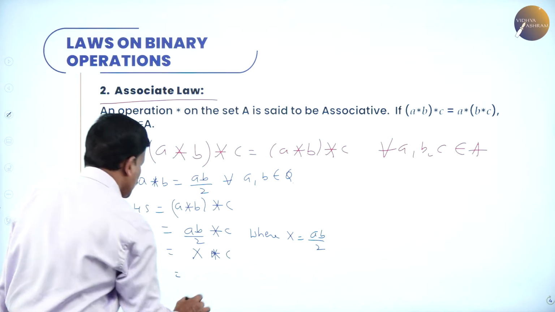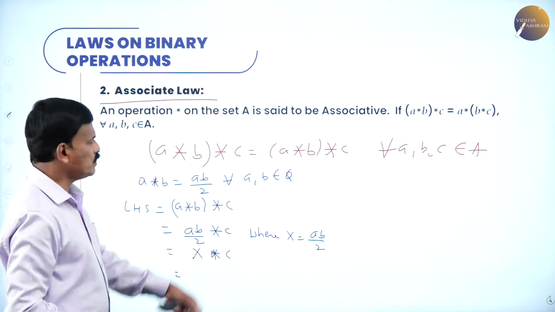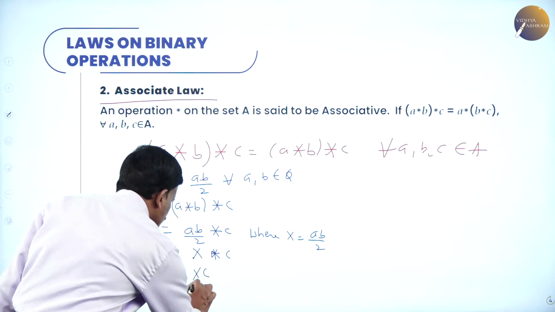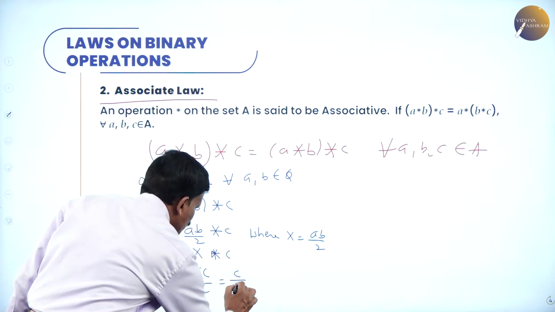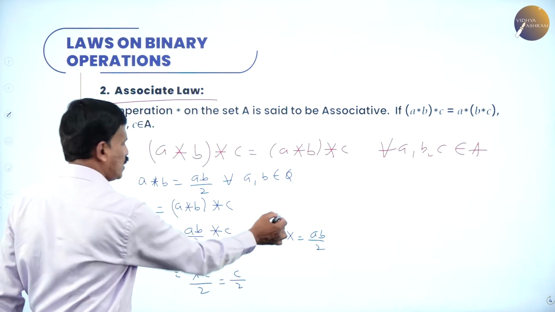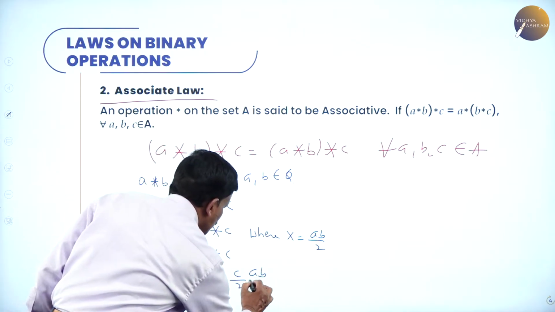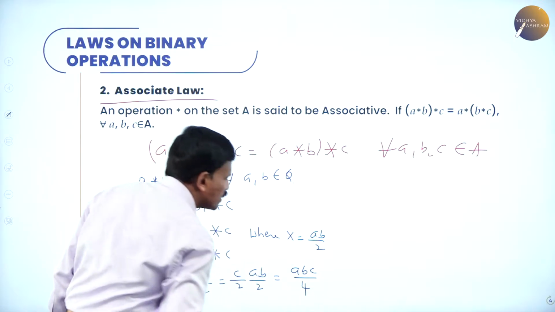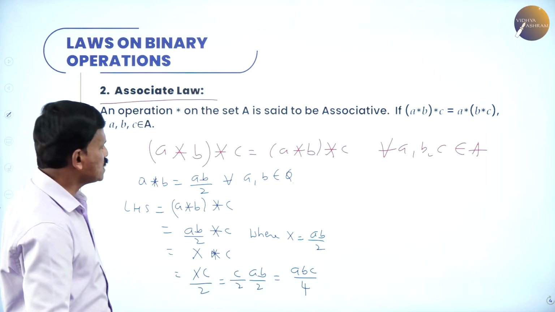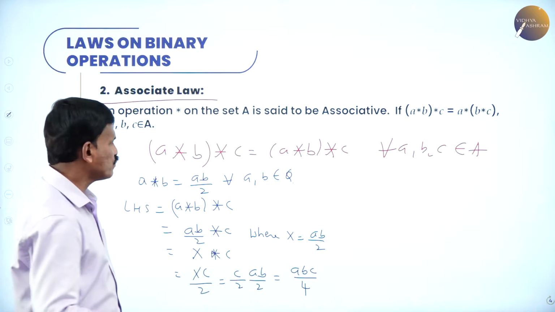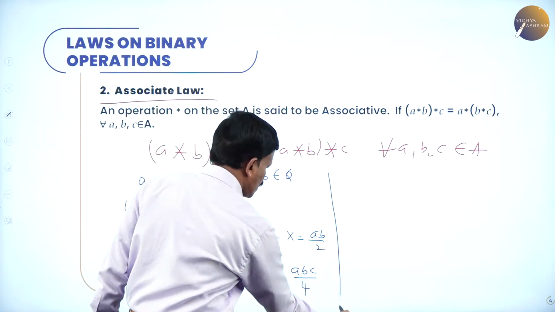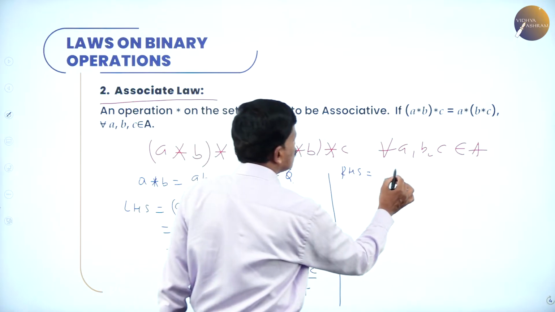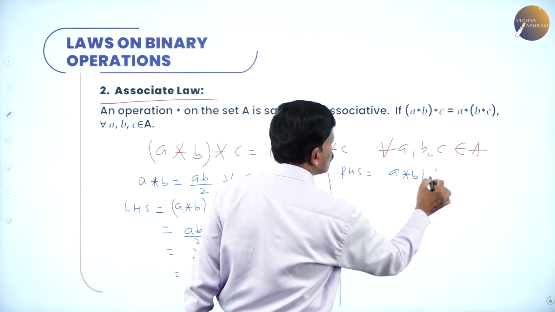Now again see here, since A star B is equal to AB by 2, X star C can be written as X into C divided by 2. Substitute the value of X, which is AB divided by 2. So this is equal to ABC divided by 4. So the left hand side is ABC divided by 4. On the other hand, come to the RHS. What is in the RHS? A star B star C.